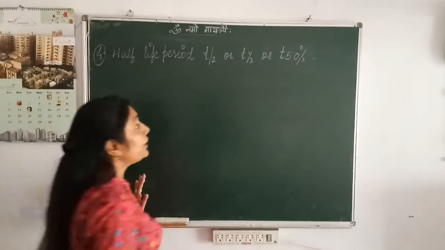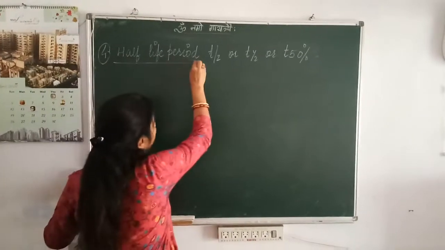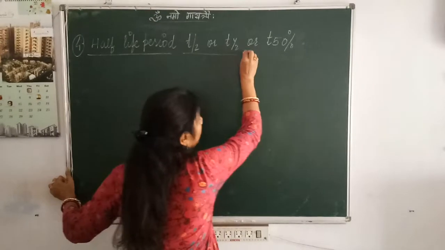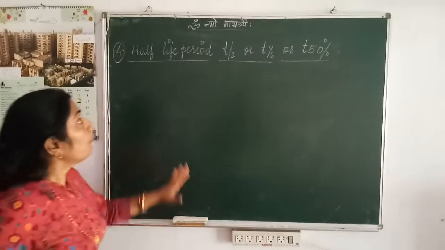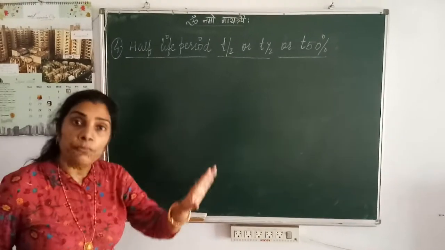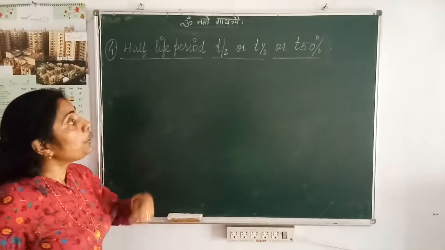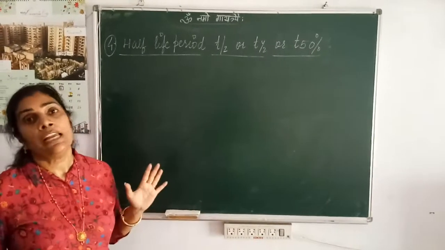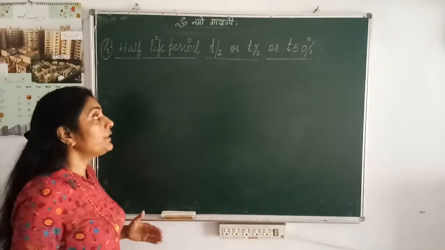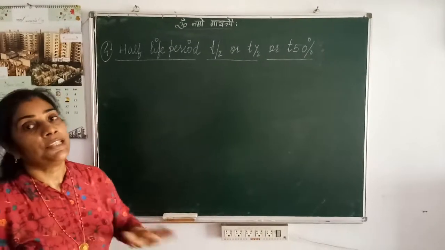So our next method to determine the order of reaction is the half-life period, which is designated as t1/2, or T half, or T 50%. So what is half-life period? It is the time during which the concentration of the reactant is reduced to half of its initial concentration. In other words, you can also define it as the time during which half of the reaction gets completed.